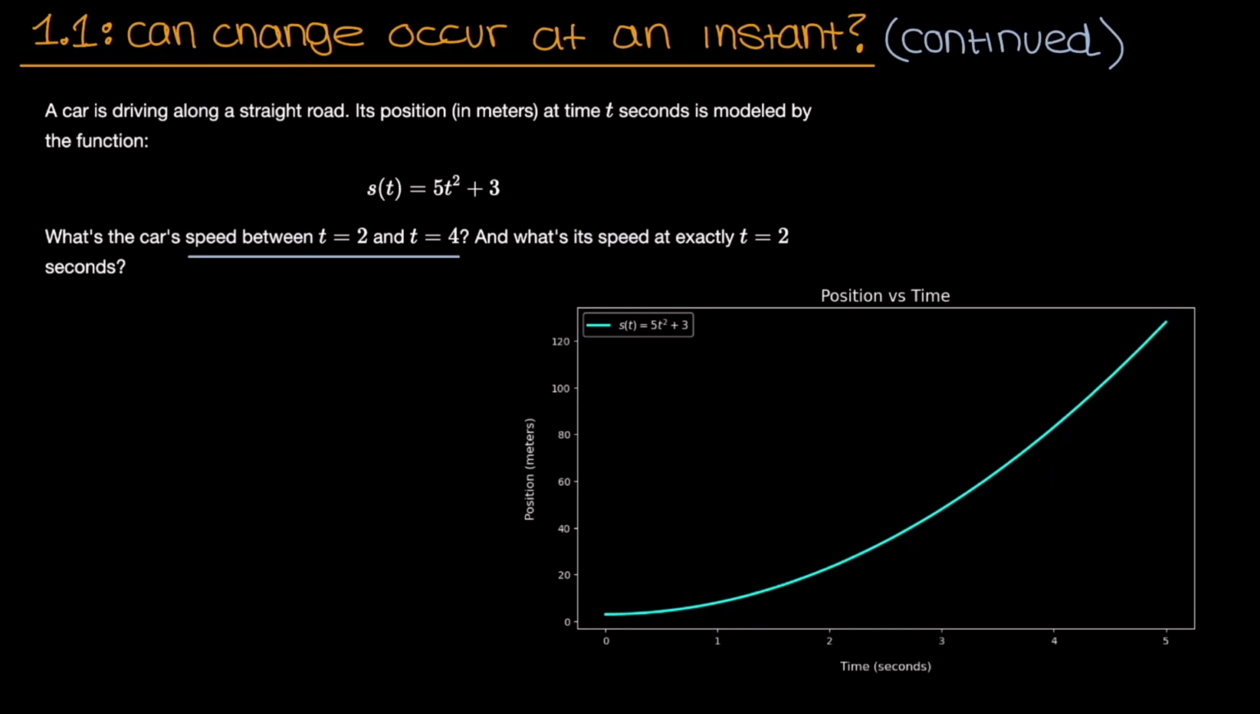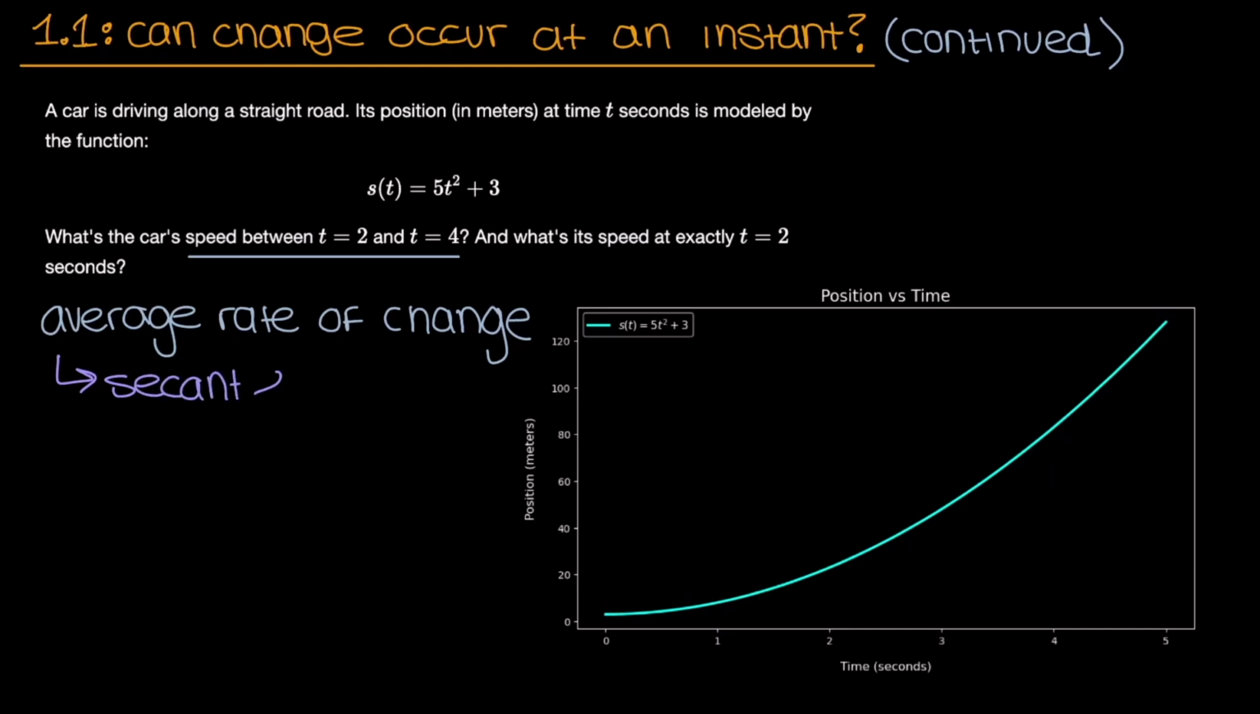Well, when it asks us to find a speed, that's also known as the average rate of change, right? Which we can call my secant line. Now let's draw my secant line to visualize what's going on. So if I look at t equals 2, there's t equals 2, and then here's t equals 4. If I draw a line between these 2 points, I get an average rate of change.